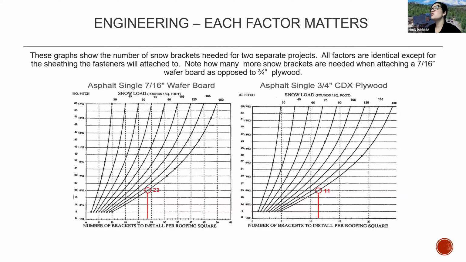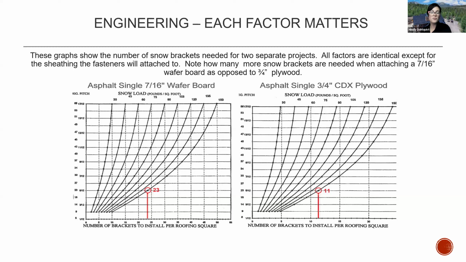These graphs show the number of snow brackets needed for two separate projects. The purpose of these graphs is to tell you, if you have two projects side by side, send in your next roof plan and get a roofing layout for that specific roof, because sometimes things change. Let's say you're building two cabins side by side. They are identical, but maybe one has a little more of a budget than the other. So maybe they decide to go with a thinner sheathing. The only difference in these projects is the sheathing that the fasteners will attach into.